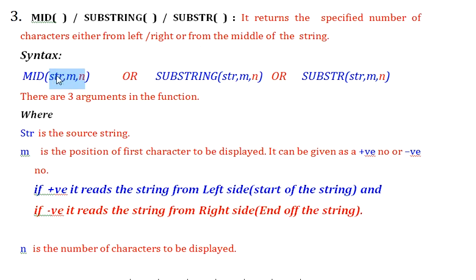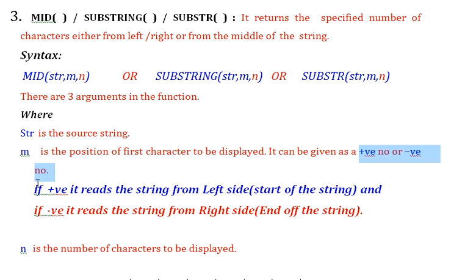The first one is str, which is the string we are passing to the function. The second, m, states the position of the first character to be displayed, that is, from which position of the string you want to extract the data. The point to be noted is that the second argument can be a positive number or a negative number.